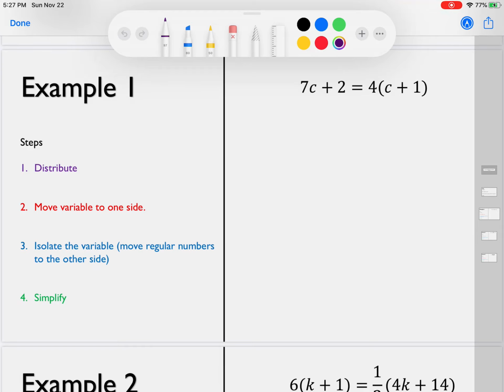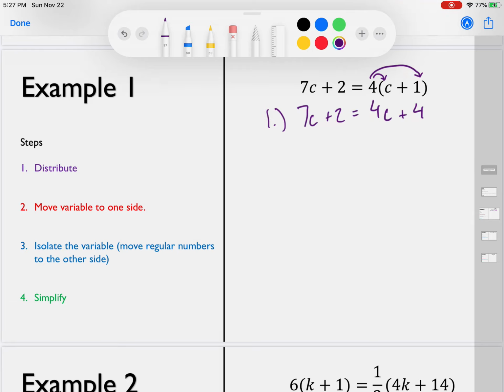So example 1, we have 7c plus 2 equals 4 parentheses c plus 1. Our first step is going to be to distribute. We want to distribute this 4 into the parentheses, so we need to do 4 times c and then 4 times 1. I'm just going to copy down the rest of the equation: 7c plus 2 equals, and then 4 times c is 4c, plus 4 times 1 is 4.